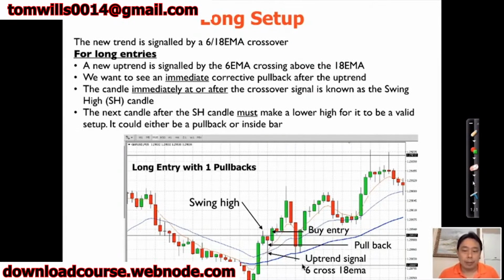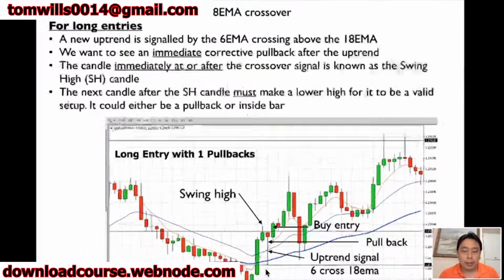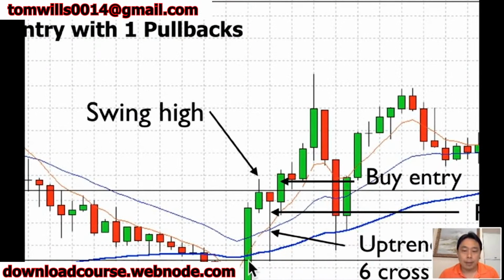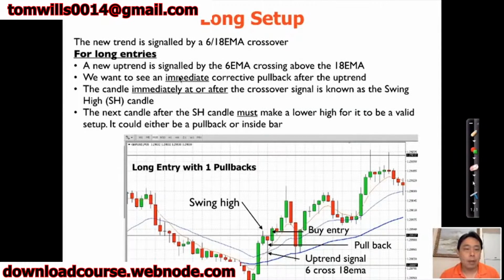So if you take a look at this MT4 chart, you can see that this red line is the 6 EMA, and the blue line is the 18 EMA. All right, so we're waiting for the 6 to cross above the 18. So you can see over here, we have that crossover right there. Okay. Now, we want to see an immediate corrective pullback after the uptrend. So the moment you see the 6 crossing above the 18, we want to see it move up and pull back. The candle immediately at or after the crossover signal is known as the swing high candle.